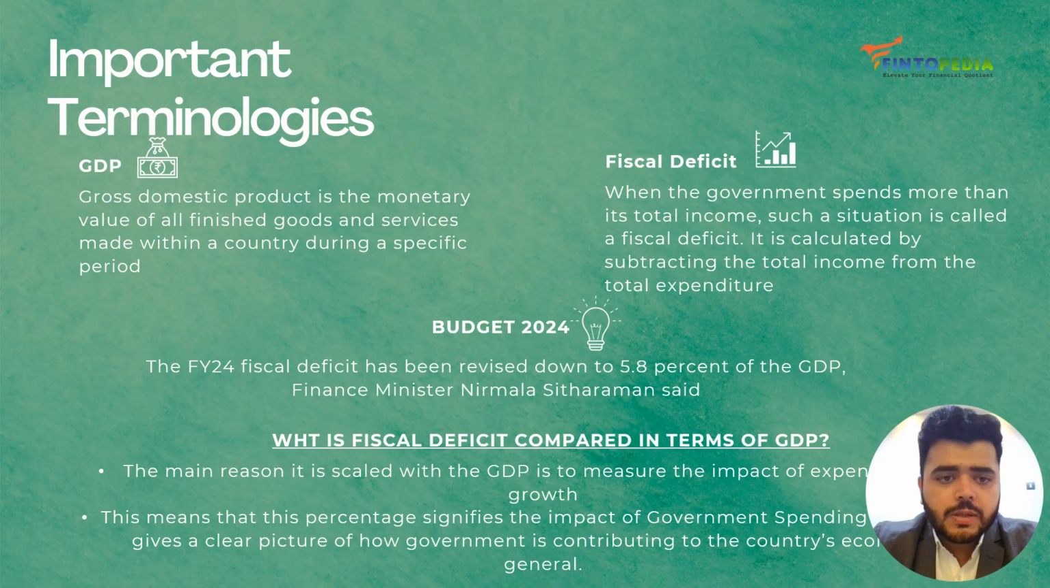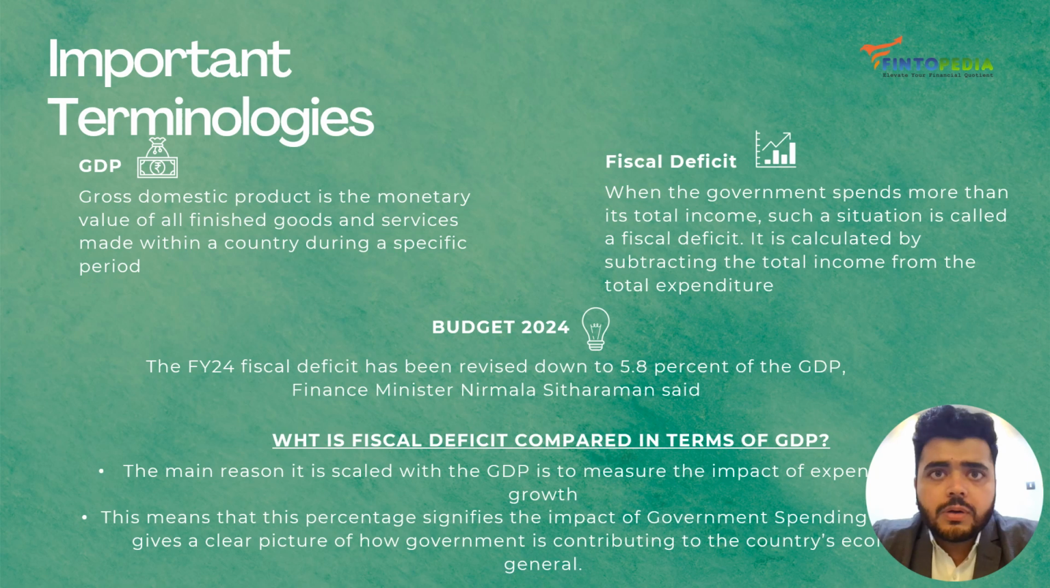Important terminologies. GDP is what? It is the product value of all the finished goods and services made within the country during a specific period. What is fiscal deficit? When the government spends more than its total income, meaning the deficit budget that we were speaking on the previous slide, such a situation is called a fiscal deficit. It is calculated by subtracting total income from expenditure.